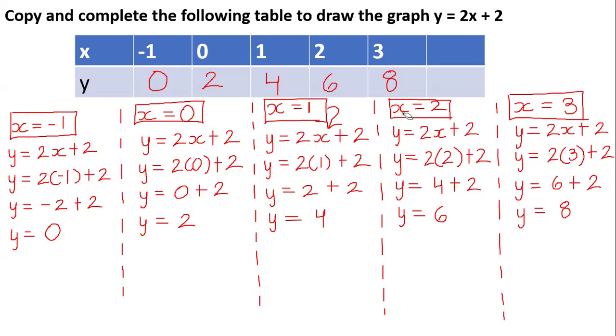Same thing for this one, where we have x equal to 2. Wherever we see x, we put 2. So we have 2 times 2, which is 4, and 4 plus 2, which is 6. And the same thing for this one. Wherever we see x, we put 3. So we have 2 times 3, which is 6, and 6 plus 2, which is 8. And so that's how we go ahead and answer them.